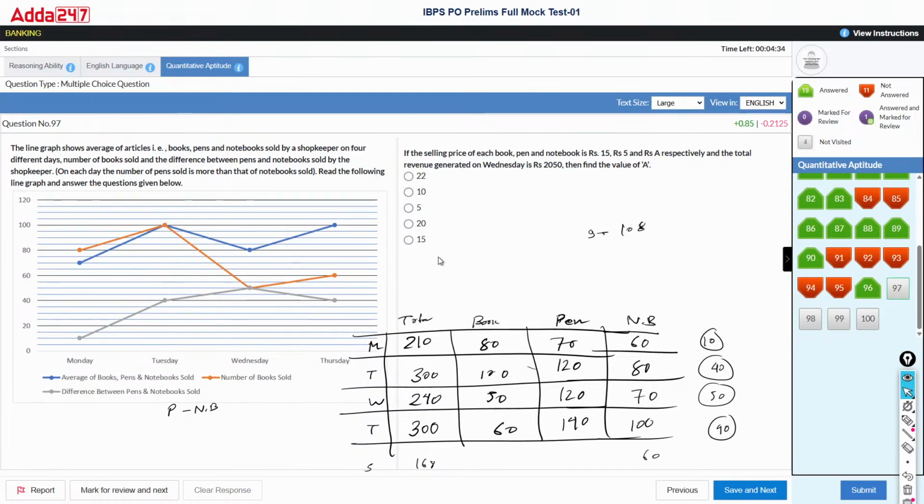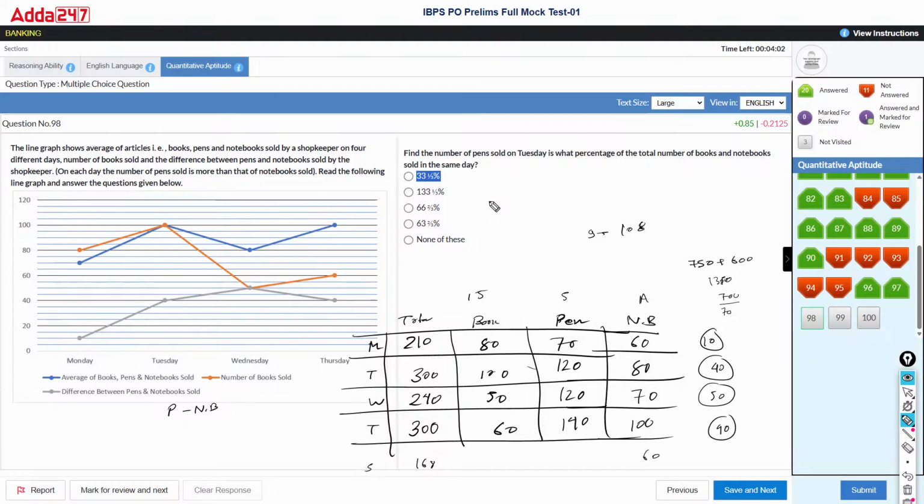The selling price of each book, pen. Okay. Book, pen. Respectively, Wednesday it's 750, 600. So total is 1350. So 700 remain, yeah, 700 remain for 70 items. So 10.